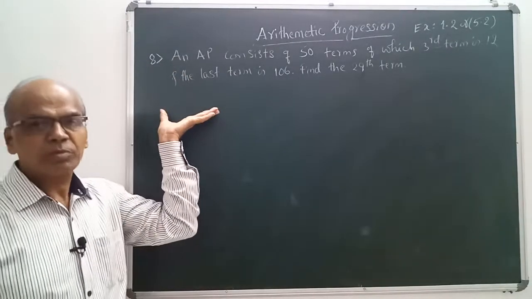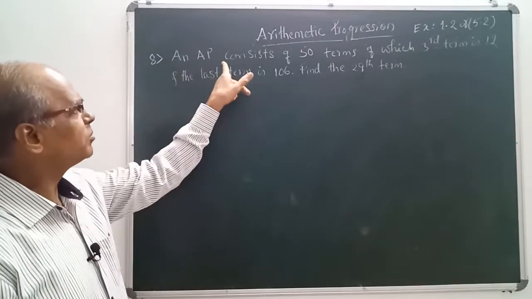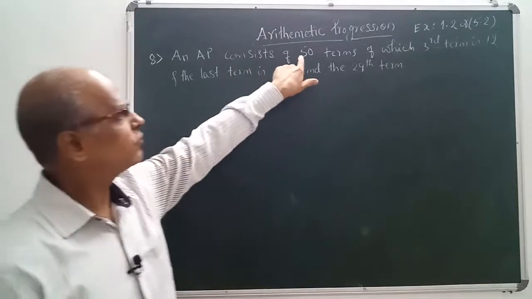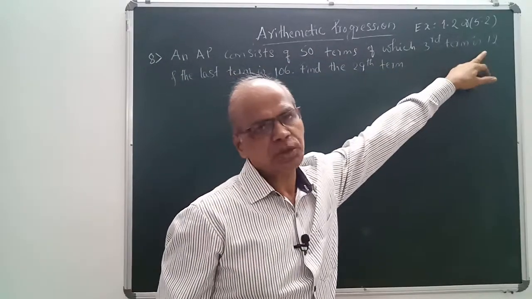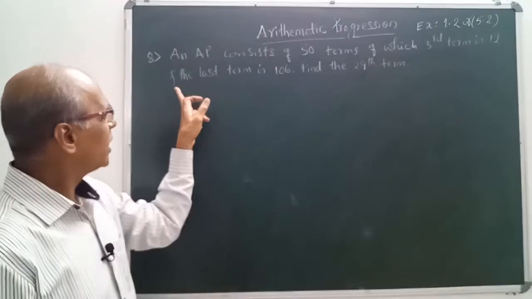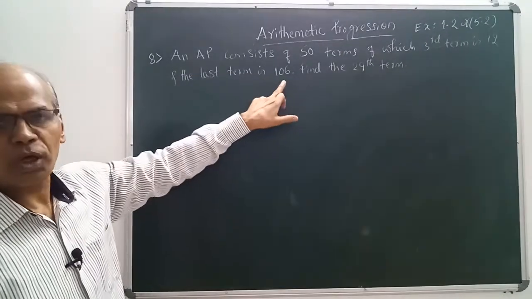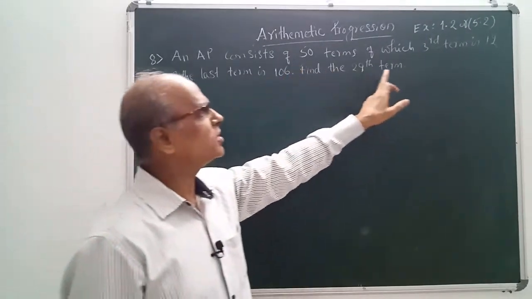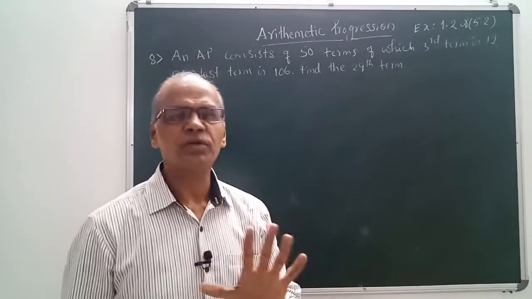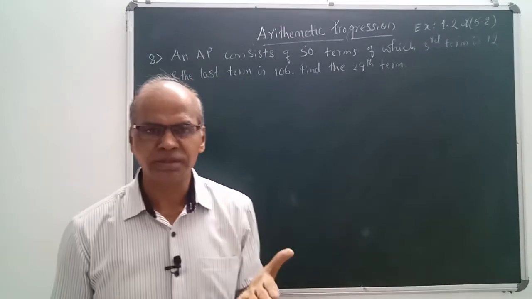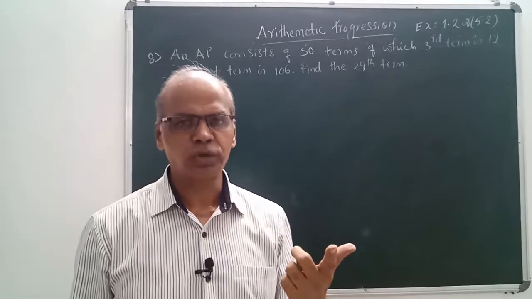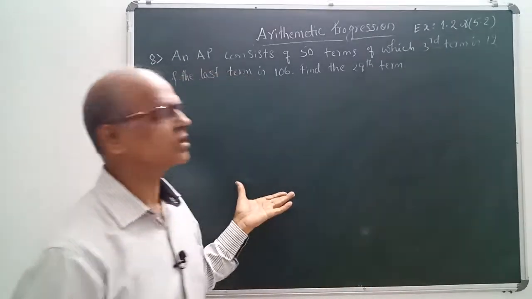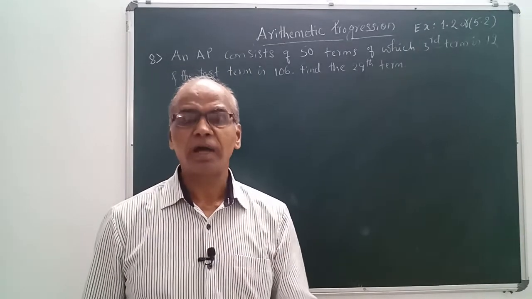So here the 8th question says, an AP consists of 50 terms, of which the third term is 12 and the last term is 106. Find the 29th term. You see, first of all you have to read the question once. If you understood, it's fine, otherwise go for one more time. At least twice you read the question and understand what is given and what to find.